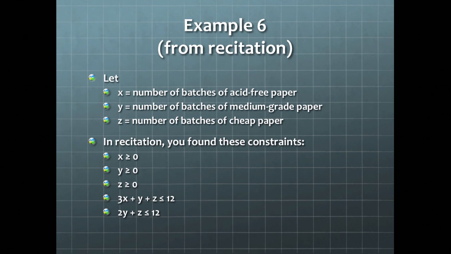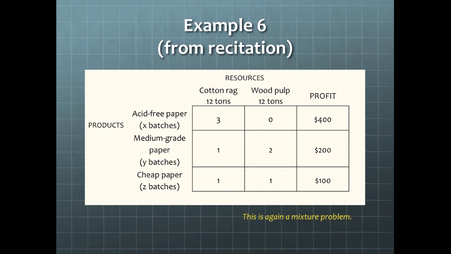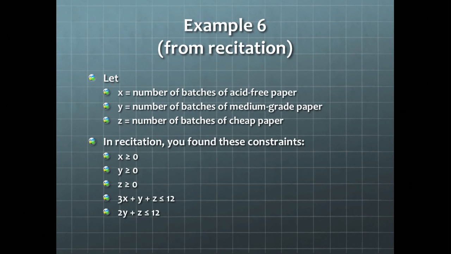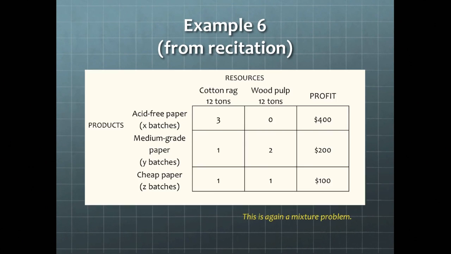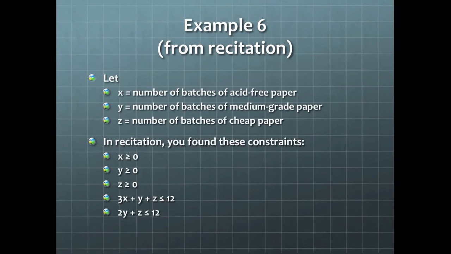Now, one thing you'll notice is that the constraint that we get for the wood pulp doesn't involve x at all, and that's because, well, in the recipe for making acid-free paper, you don't use any wood pulp. So there's no x in that inequality. It simply says 2y plus z less than or equal to 12. But notice that you read those from the columns, as always. From each column, you can read a resource inequality. All right, so now what would be the next step?